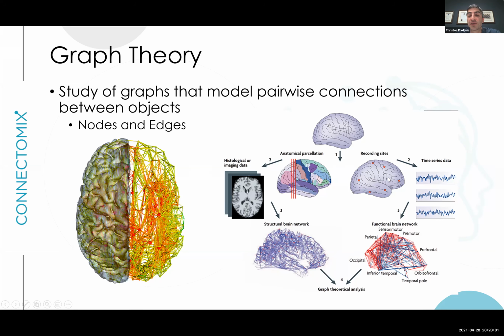Conversely, you can look at the brain through fMRI. You can pick different points and look at the time series data from the fMRI studies, and then look at which parts of the brain are functionally connected to other parts. And then again, you can connect those relationships with edges and study that.